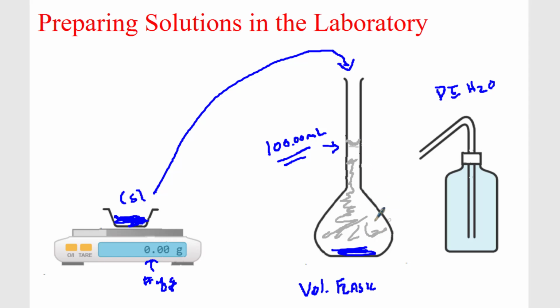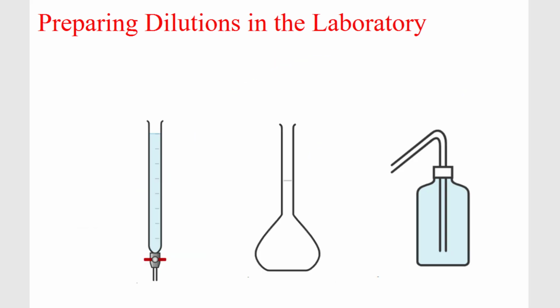So a couple different steps: measure your mass, put it in the volumetric flask, which is, don't put it in a beaker, don't put it in a graduated cylinder, put it in a volumetric flask, put in distilled water, dissolve it, bring the water up to volume. Okay, so that's how to prepare a solution from a solid, making the solution dissolved in water.